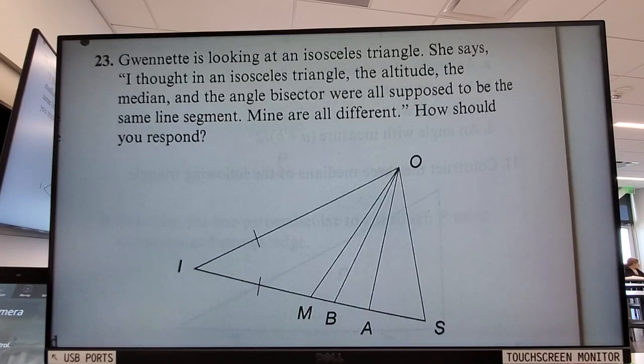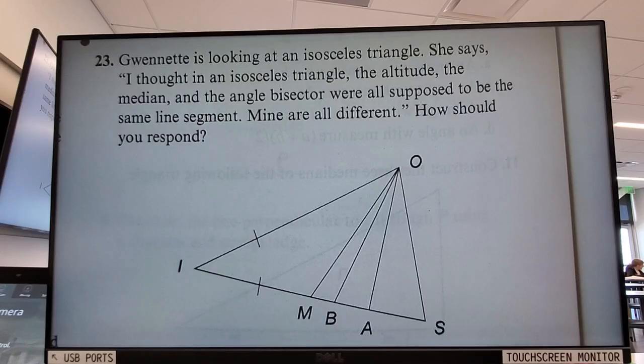That's the definition. The altitude is perpendicular to the base. So if I try to draw in the altitude for SL, it would be perpendicular to it going up to O. So OA looks to be the altitude. So it would have to be angle I, right? Yes, because that's the one that's symmetric both ways. So if I bisect it, that bisector ends up being perpendicular to the base, so it's also the altitude. And it's also the median, because that thing on the bottom cuts the bottom in half.